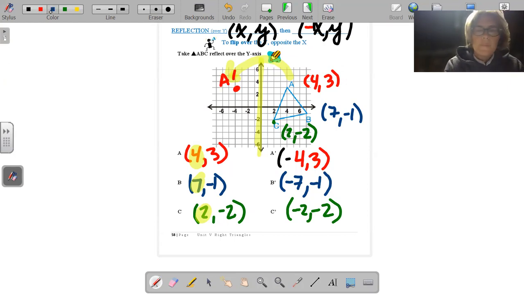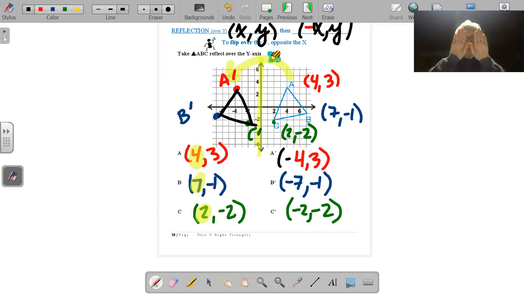A prime, B prime, C prime. If you've done this correctly, you can see that if you could physically fold this piece of paper over the y-axis, we call that hot dog vertically, it matches. Just to flip over the y, you opposite the x coordinate.